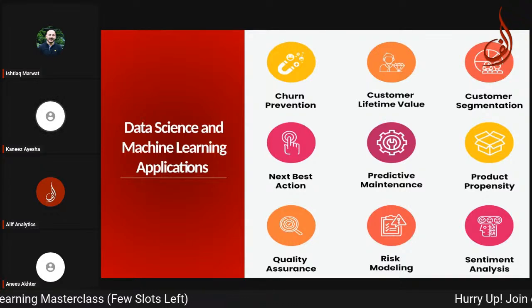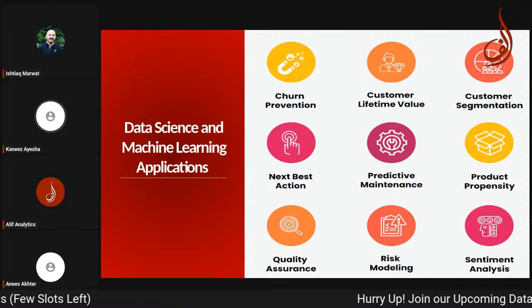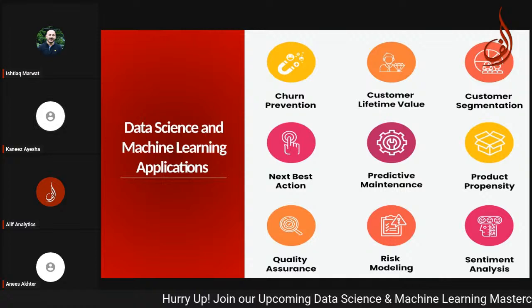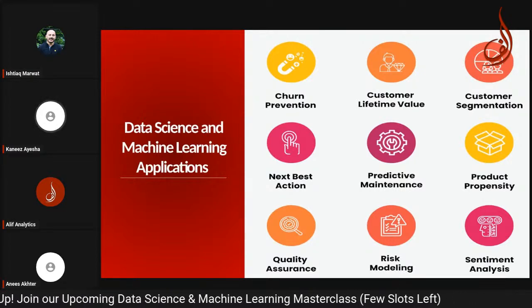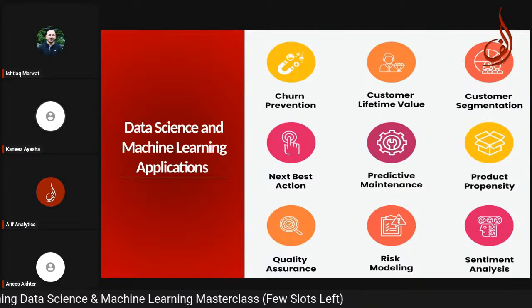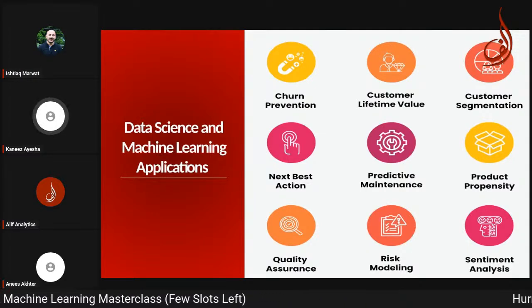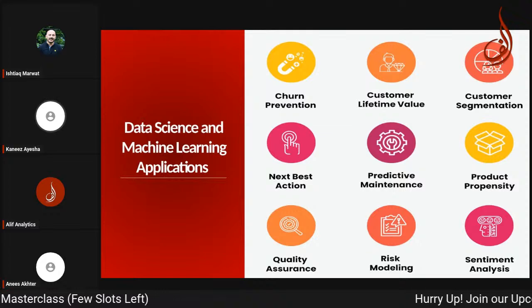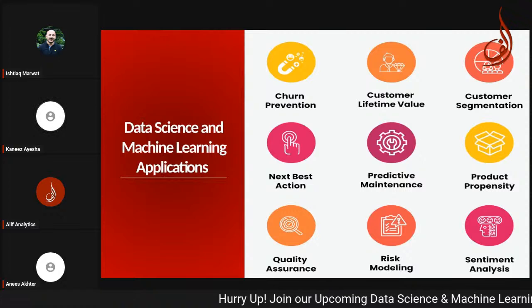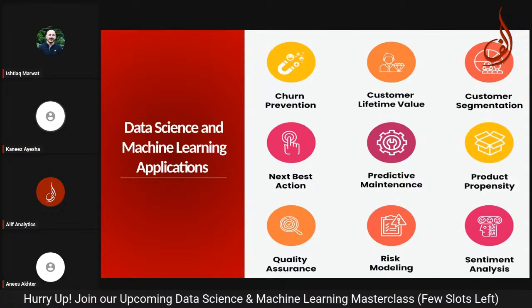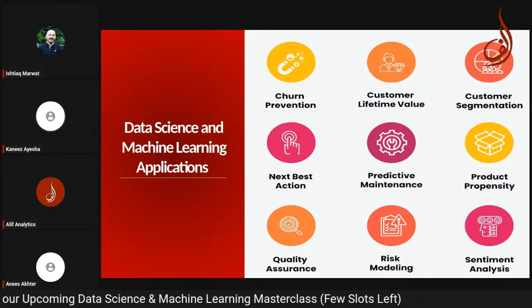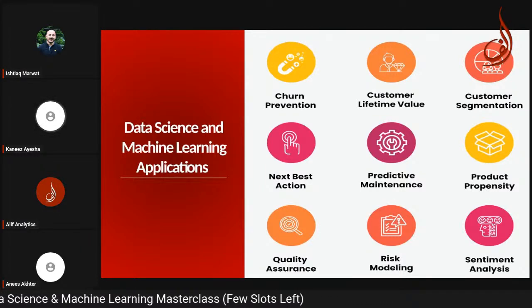The next one is predictive maintenance. Predictive maintenance predicts when a machine is likely to fail or increase downtime, and companies use this information to take some actions such as scheduling maintenance to prevent downtime and failure. The next one is product propensity. Product propensity modeling recommends which product or service a customer is most likely to purchase, and companies can use this to provide targeted recommendations of products and services to increase customer engagement and revenue.